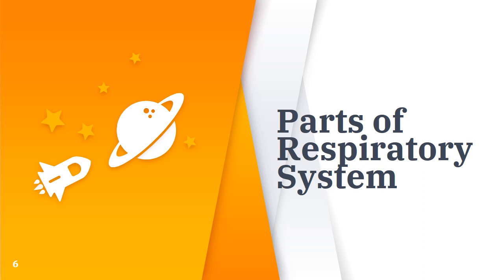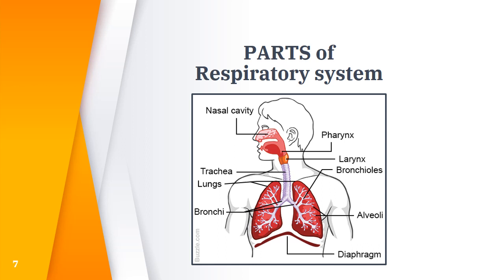Let us talk about the parts of the respiratory system. Look at the figure. The first part is what we call the nasal cavity, followed by the pharynx. We also have the larynx, the trachea, the lungs, the bronchioles, and alveoli, as well as the diaphragm. Let us discuss their function one by one.